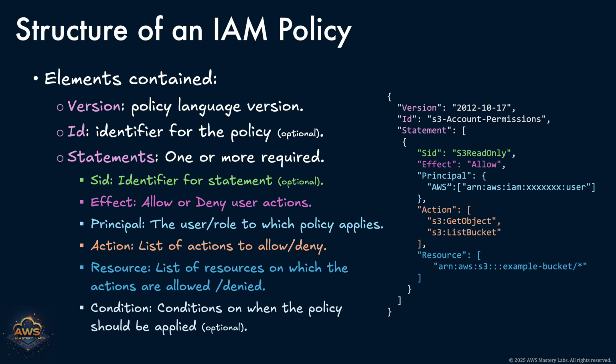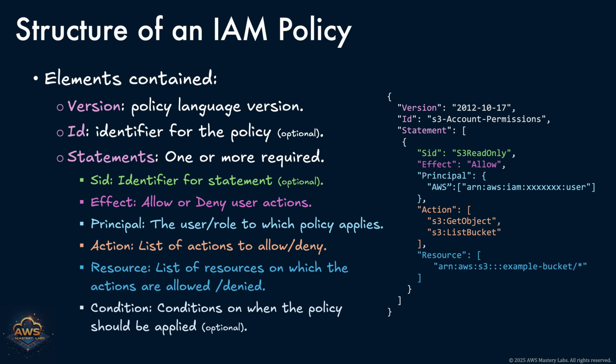Each statement defines a single permission rule. Within each statement, there are several components. Statement ID, or Sid, is optional and helps identify or describe individual statements. Effect determines whether the rule will allow or deny the specified actions. Principal defines who the policy applies to, typically used in resource-based policies. Action lists the AWS service actions, such as GetObject on an S3 bucket or StartInstances for EC2, that are being allowed or denied.